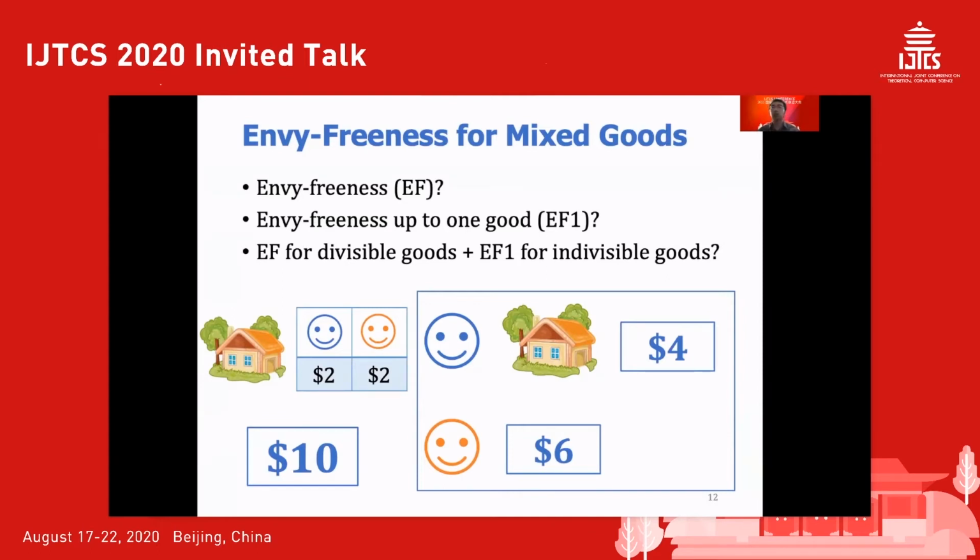I hope that through this very simple example, I can convince you that it's not an easy question to define a fairness notion for the mixed goods setting. Basically, it's not always a good idea to simply apply envy-freeness for divisible goods and EF1 for indivisible goods and combine them together. What we really need is a new fairness notion for the mixed goods setting in a very natural and very non-trivial way.